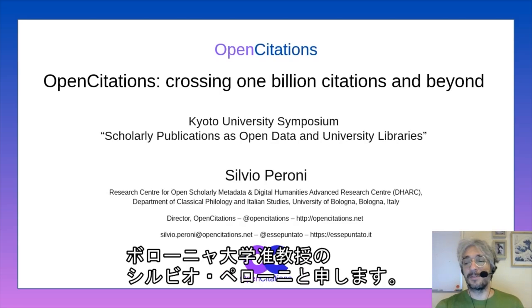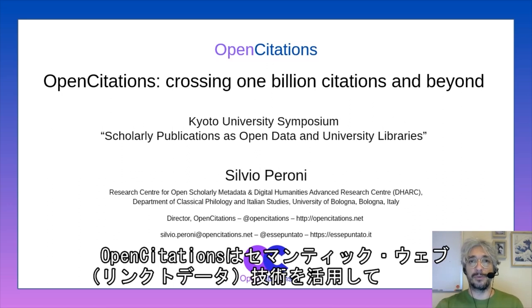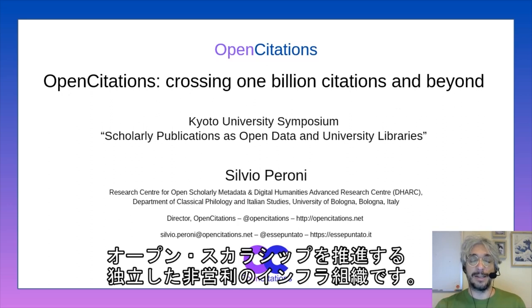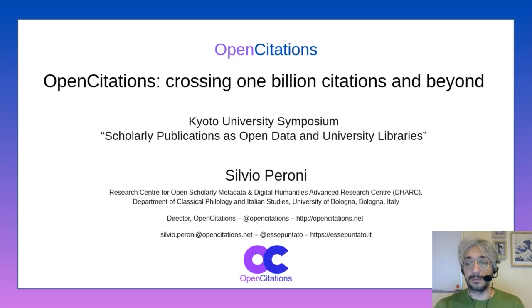Hello, I'm Silvio Peroni. I'm associate professor at the University of Bologna, and with David Shotton, I'm the director of OpenCitations, which is an independent, not-for-profit infrastructure organization for open scholarship dedicated to the publication of open bibliographic and citation data by the use of semantic web technologies. In this presentation, I will introduce the recent achievements of OpenCitations and our current plans.